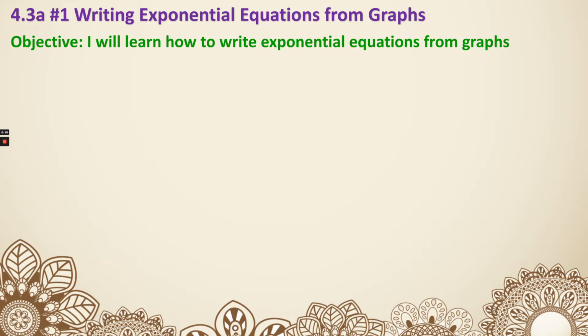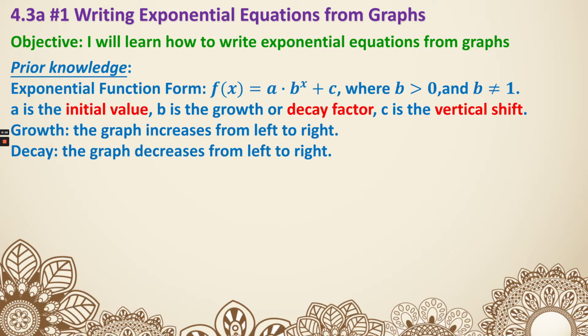Today we are going to talk about 4.3a, where this time we will learn how to write exponential equations from graphs. In 4.2, we have learned the general form, and that is f of x equals a times b to the x power plus c. The requirement is b has to be greater than 0, and b cannot be 1. Well, because we can actually have a straight line.